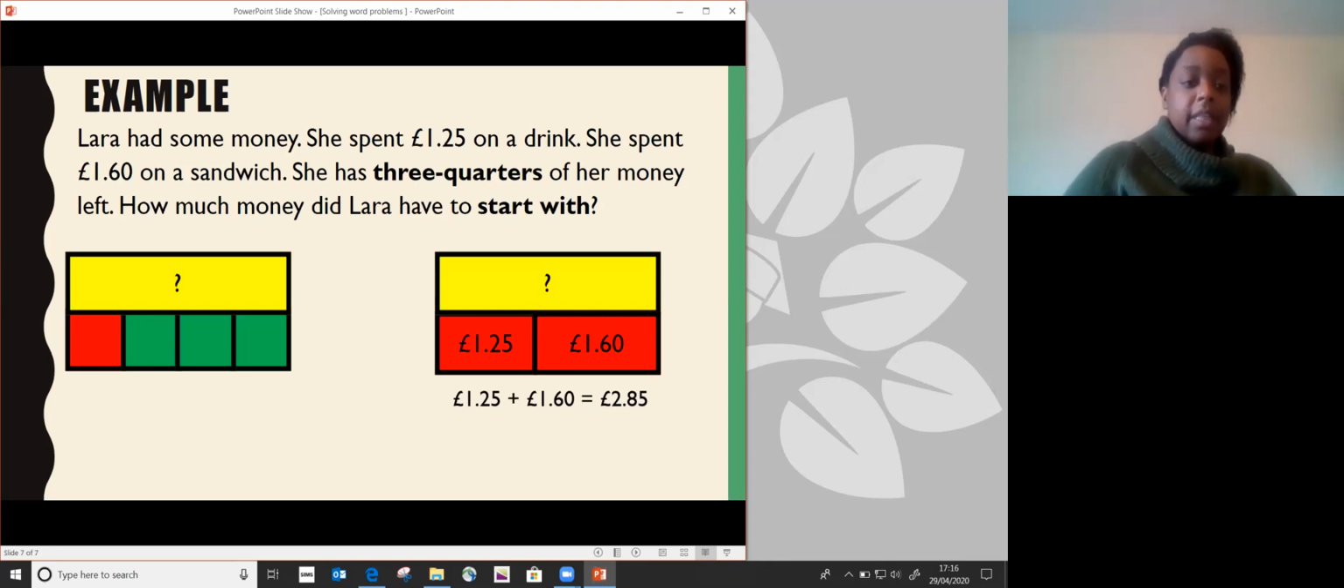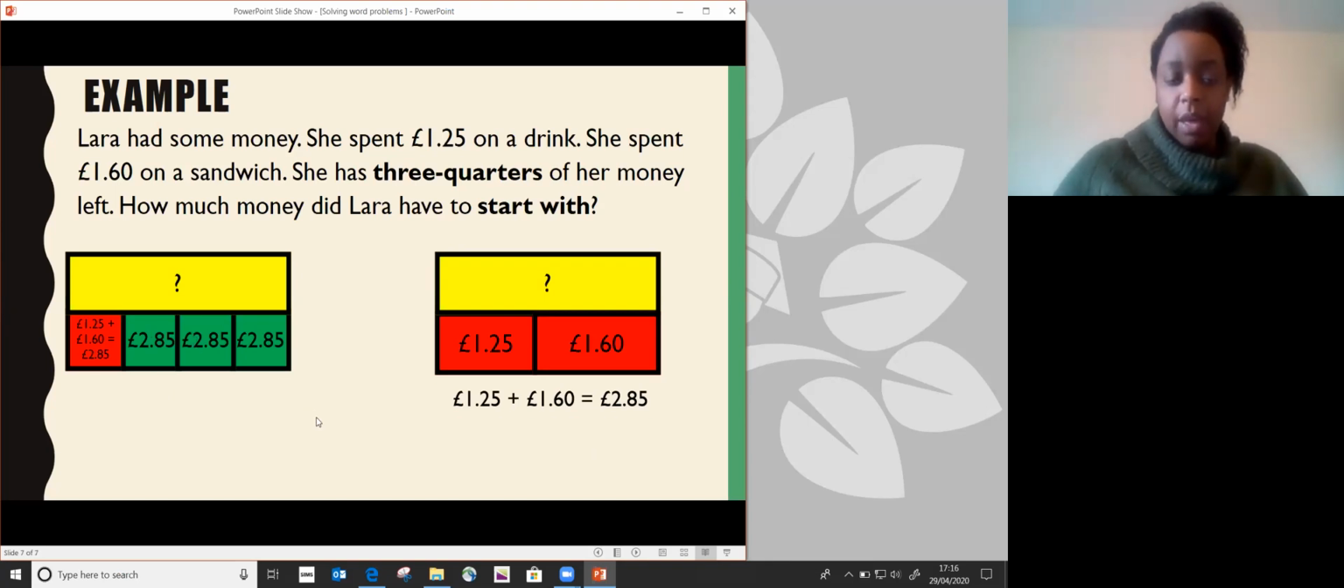So that means that if I go back to my first bar model, that the 1/4 that we didn't know originally is actually £2.85. Now, if 1/4 is £2.85, it means that all the other quarters are also £2.85. That's where the bar model really helps us visually represent that. Really, it helps us to see what each part was actually worth.